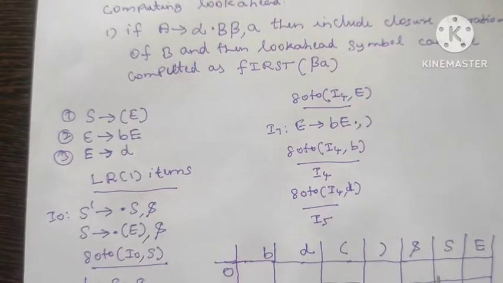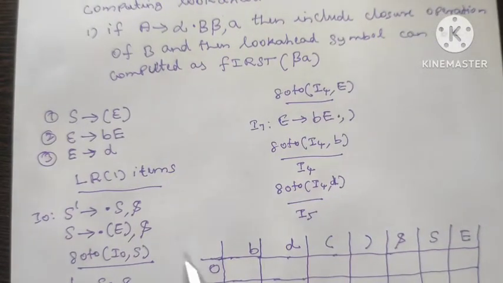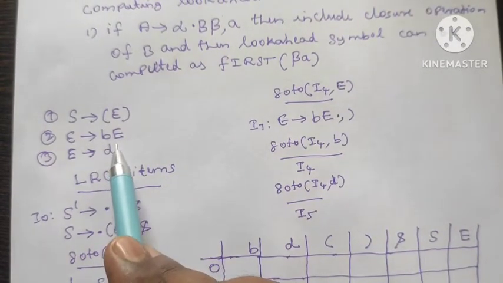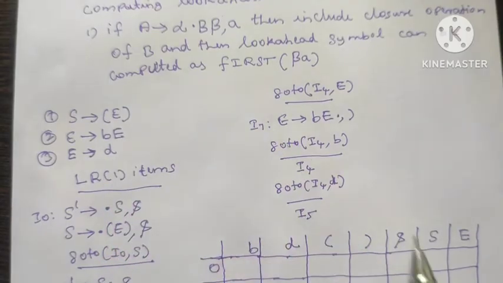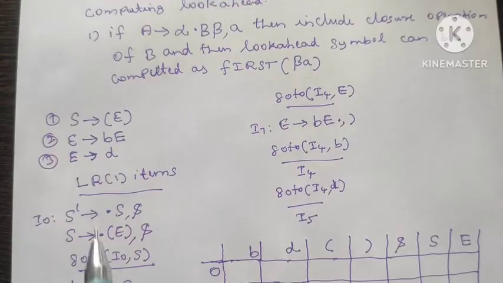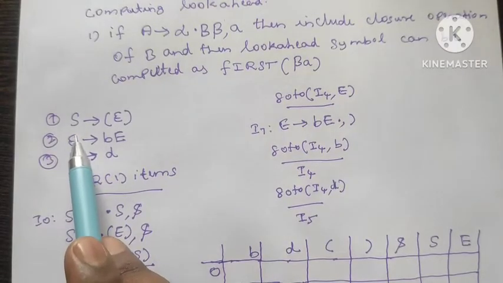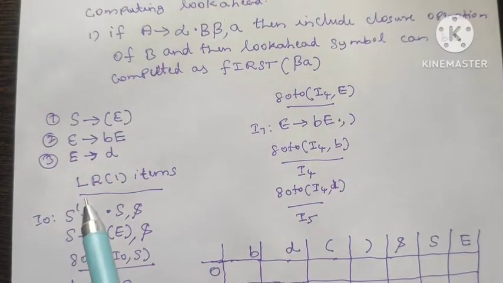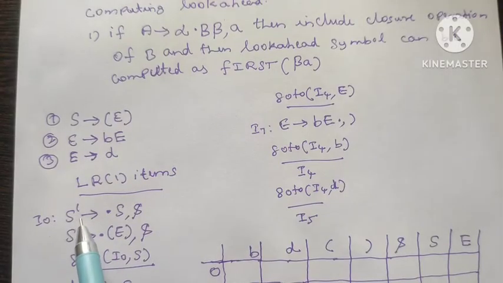So we will take a sample example here. It is S tends to E, E tends to BE, and E tends to D. The first thing is we have to construct LR1 items here. So how to do that? Since the starting symbol is S, I have to introduce the S dash production: S dash tends to dot S. Since initially the lookahead symbol is dollar, I put comma dollar here.